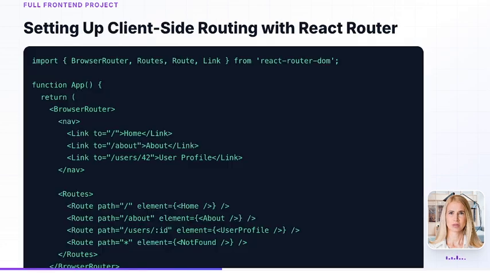React Router lets you map URL paths to specific components without ever reloading the page. The Routes component evaluates each route in order and renders the first match, while the wildcard path catches any URL that doesn't match, giving you a built-in 404 handler. Dynamic segments like :id are extracted with the useParams hook, making it easy to build data-driven pages driven entirely by the URL.